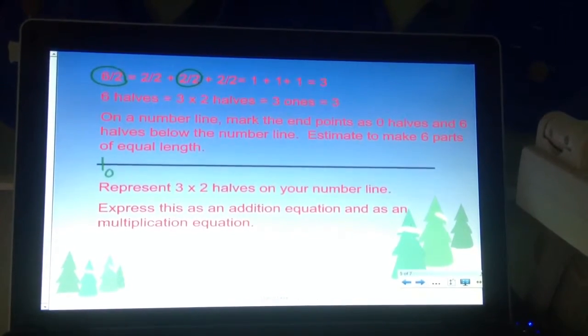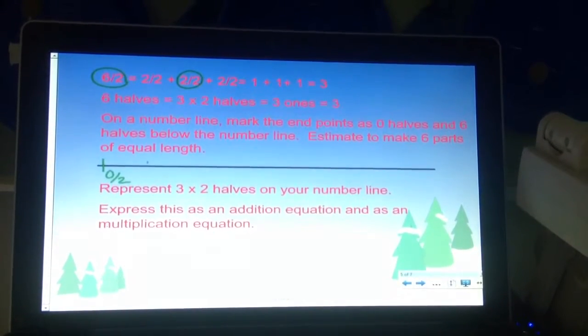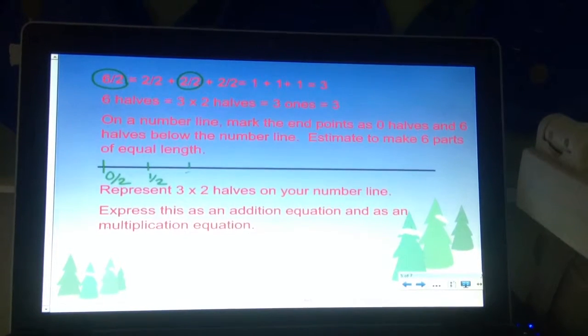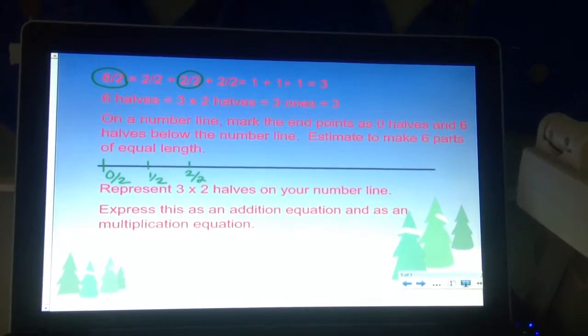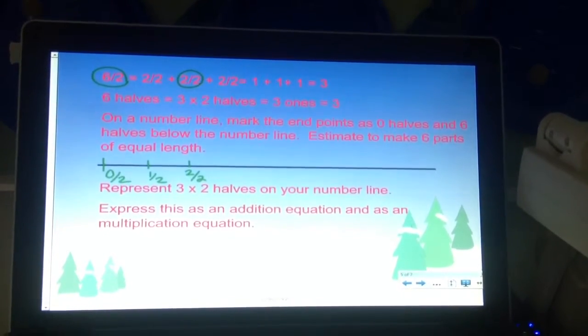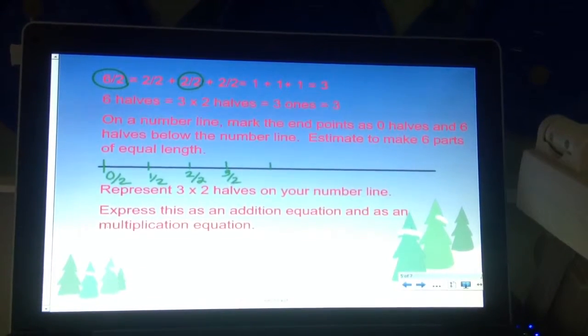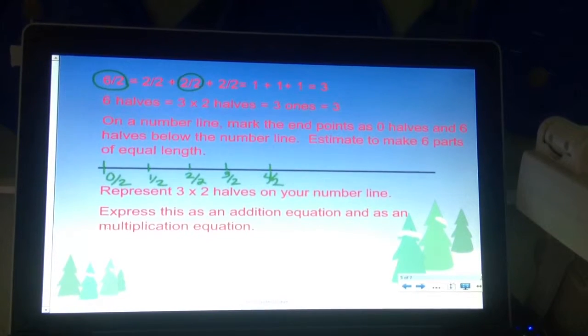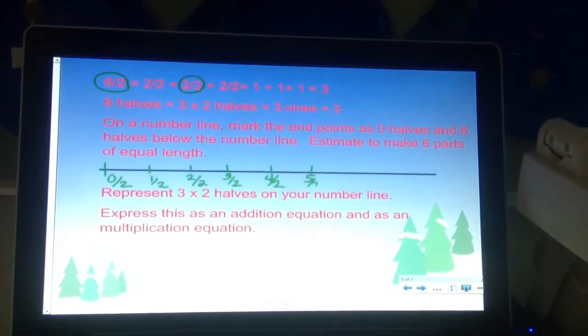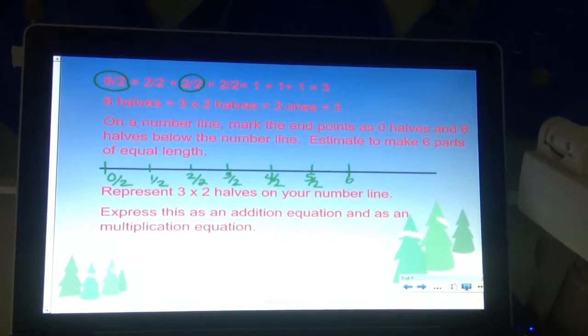So I start off with 0 halves, then I might have 1 half, 2 halves. Again, I got to go bigger than 2 halves, so I have to get to 6 halves. So I have 3 halves, 4 halves, 5 halves, 6 halves.